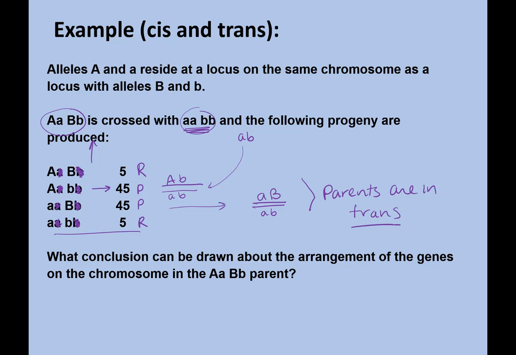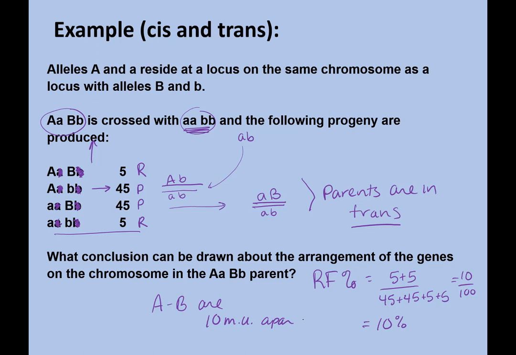Got that? So in this case, we don't have any phenotype information. We just have genotype information. What's the recombination frequency? Well, it's 5 plus 5 over 45 plus 45 plus 5 plus 5, which luckily for me is 10 over 100, which is 10%. And what does that also tell you? That gene A and gene B are 10 map units apart.